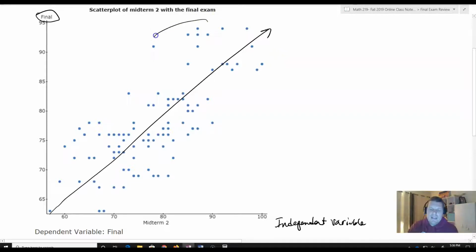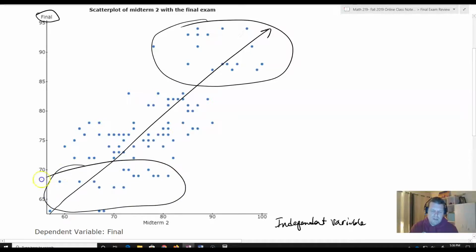Our highest final exam scores, the ones up there, also have the highest midterm scores, right? And our lowest midterm 2 scores have the lowest final exam scores. So you can see how that works. Is it a perfect relationship? No, it's not, but that's okay. We're not looking for perfect. We're just asking ourselves, is there in fact a relationship?